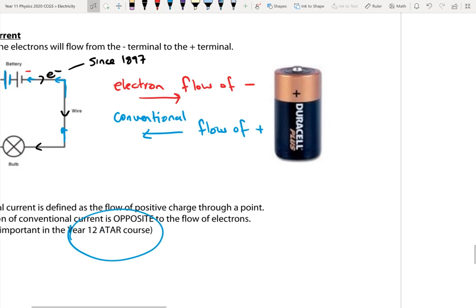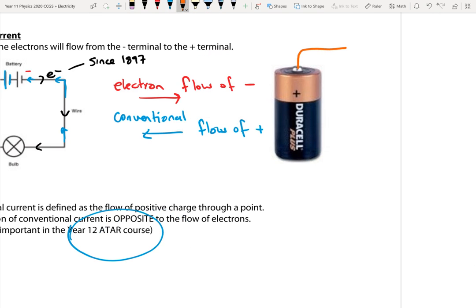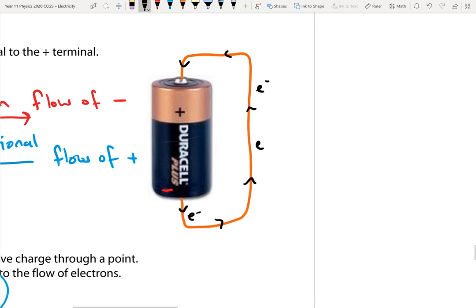But here is our battery. Let's realise that if we took some copper and allowed our electrons to flow through this copper, then... Very hot. Yes. But we've got our positive and our negative, and you can appreciate that your electrons will go from one side of the terminal to the other, okay?